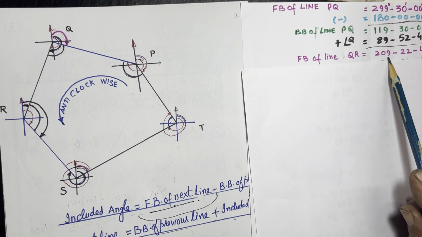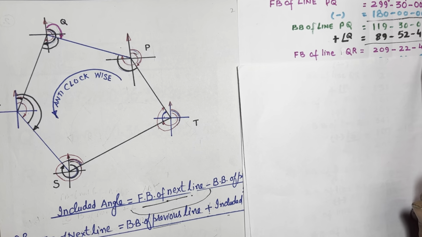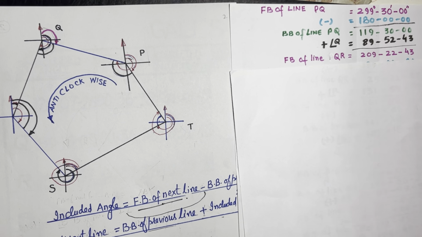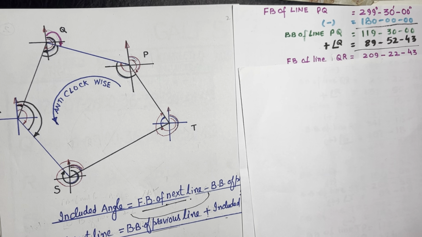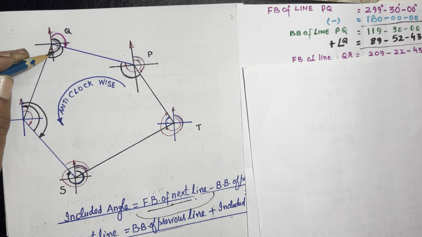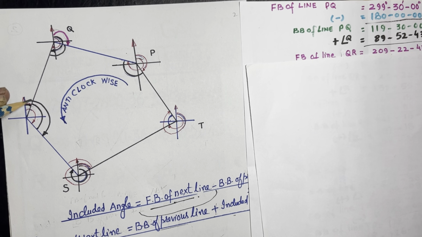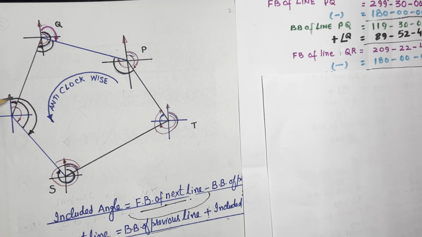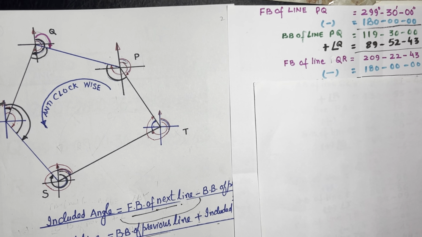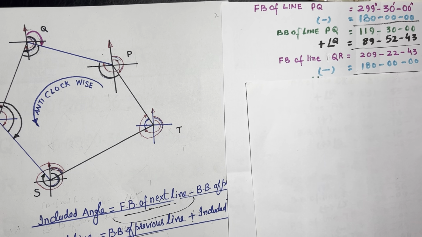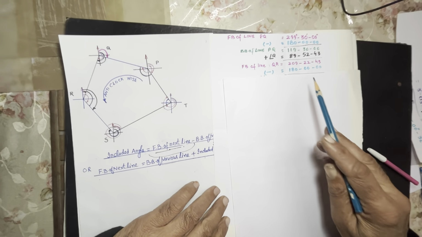That is 209 degrees 22 minutes and 43 seconds. Again in a similar way, this is the forebearing of line QR. Its back bearing we can calculate again by deducting 180 degrees, because 209 degrees 22 minutes and 43 seconds is more than 180. So that is why we are going to deduct 180 degrees.